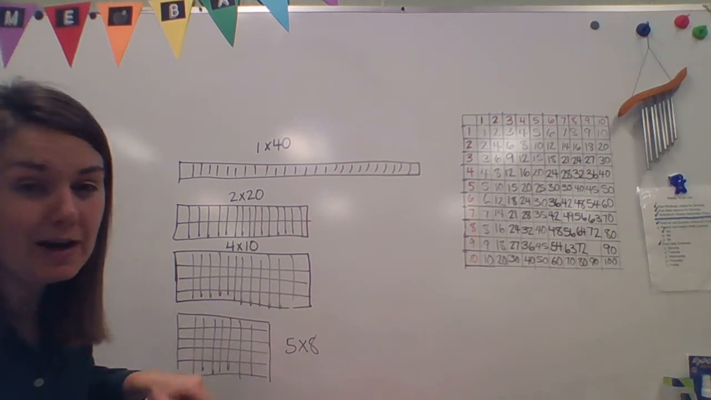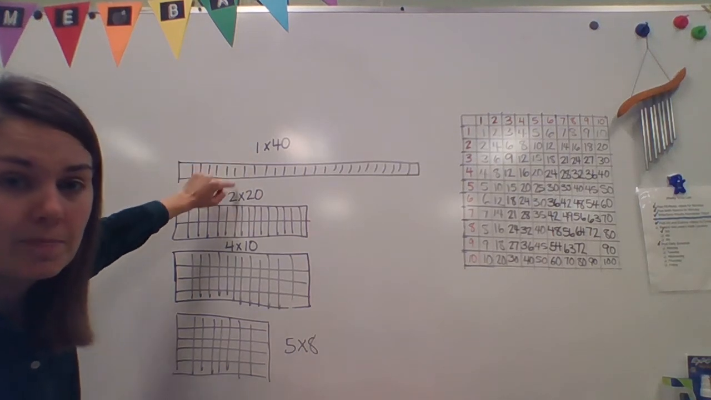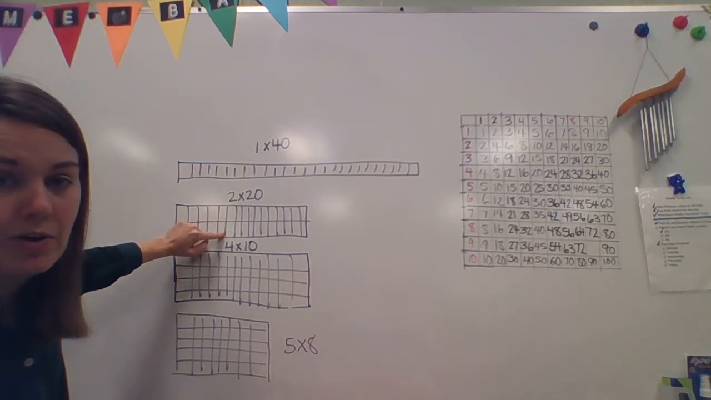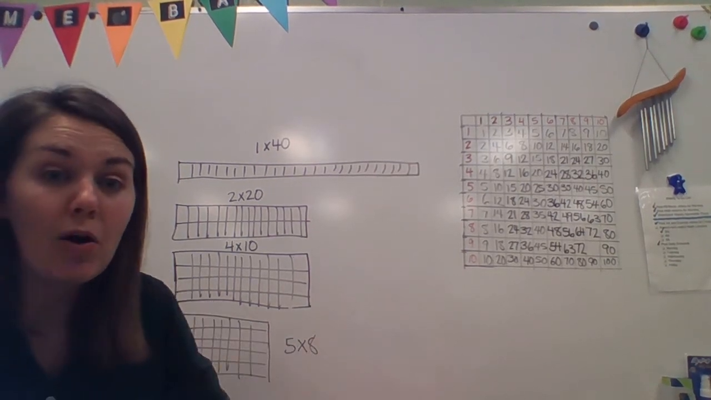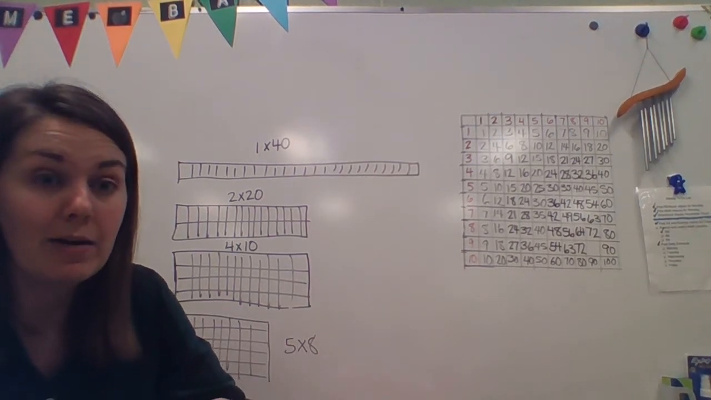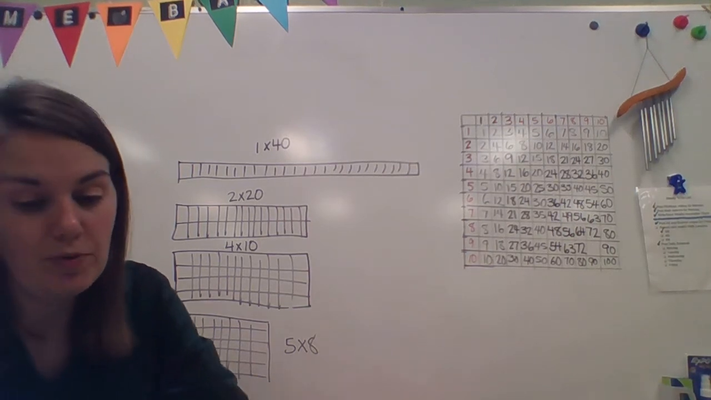So all the factor pairs for 40, we have 1 times 40, 2 times 20, 4 times 10, and 5 times 8. Those would be all the ways that Alfred could line up his 40 cars to have an equal number of cars in each row.